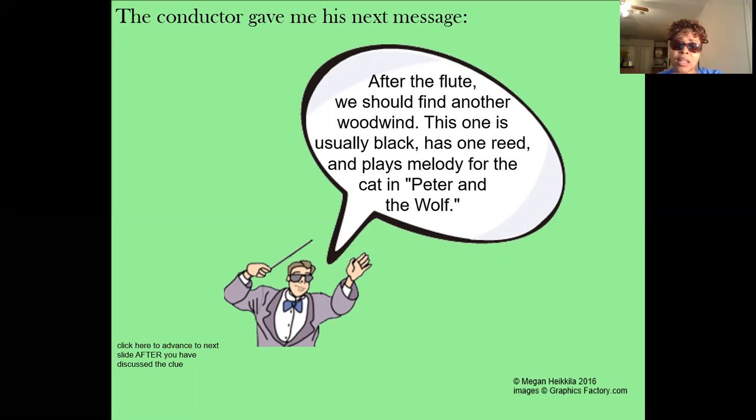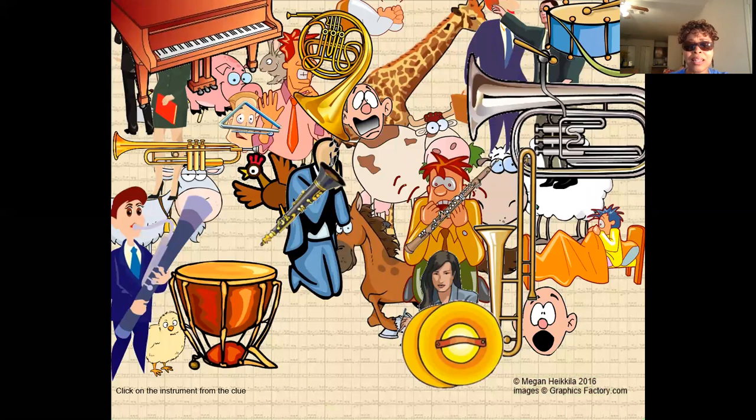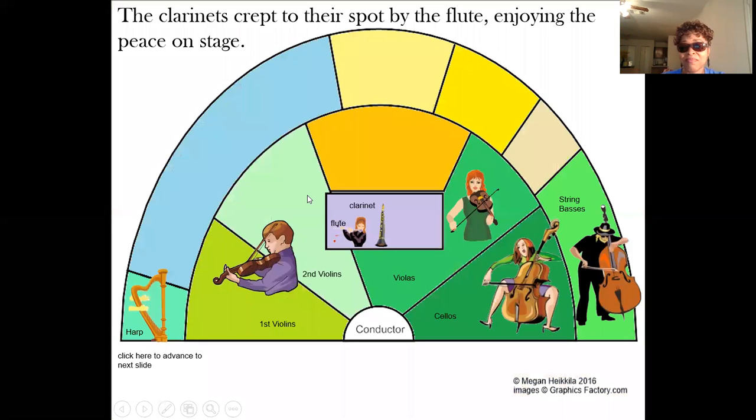If you've guessed the clarinet, you are definitely correct. The clarinet represented the cat in Peter and the Wolf. Let's have the musician and the instrument, the clarinet, get back on stage. Remember that the clarinet is long and black. Do you see it? I see it. Here it is. Good job. The clarinet moves to their spot by the flute.